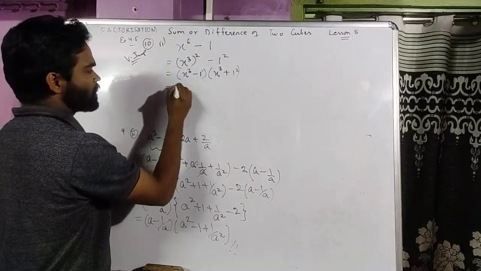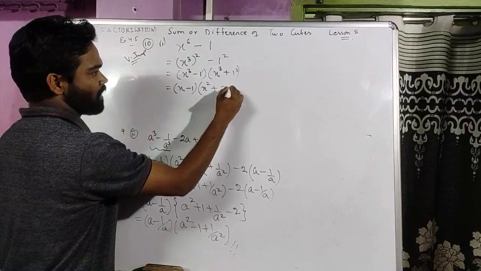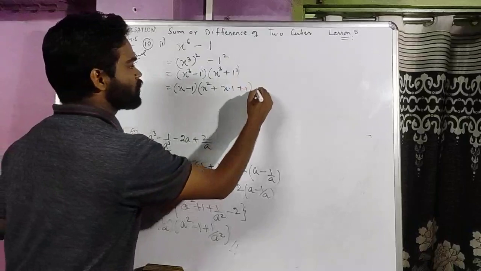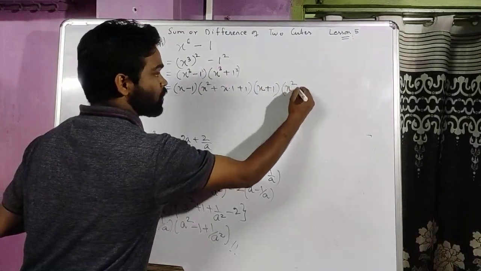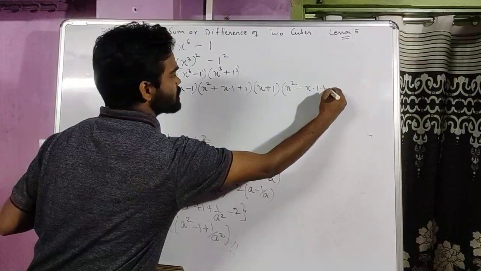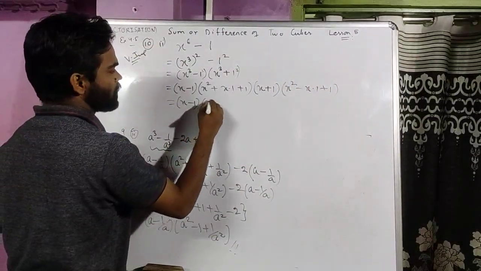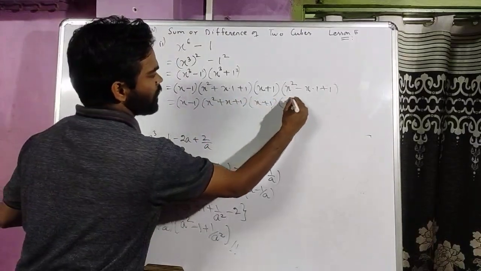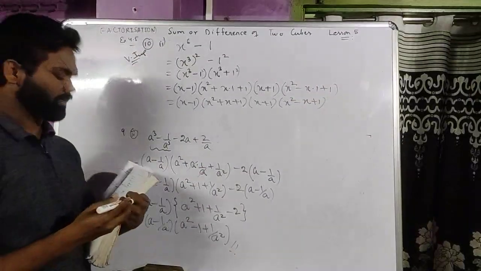We know a cube minus b cube is a minus b, a square plus a into b plus b square, and a cube plus b cube is a plus b, a square minus a b plus b square. So this is x minus 1, x square plus x plus 1, x plus 1, and x square minus x plus 1. Factorize. This is a very nice sum.